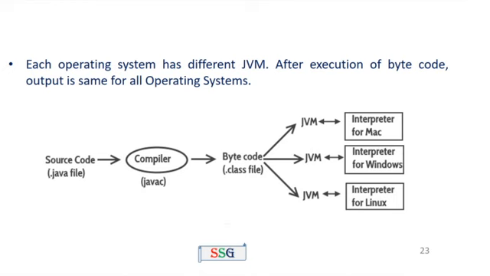See the figure. Here each operating system has a different JVM. After execution of the bytecode, the output is the same for all the operating systems. Here the Java compiler is there. The Java compiler converts the source file to the class file. Each OS has a different JVM, and all the JVMs execute the same class file. That means Java is a platform independent language only because of JVM.